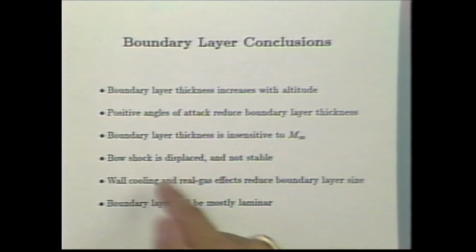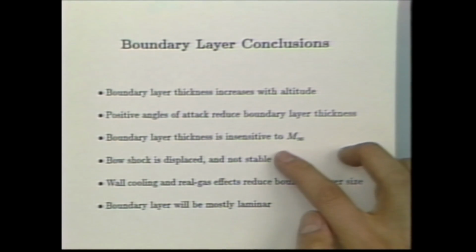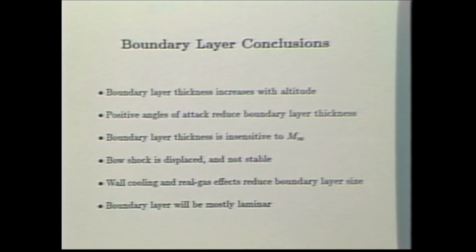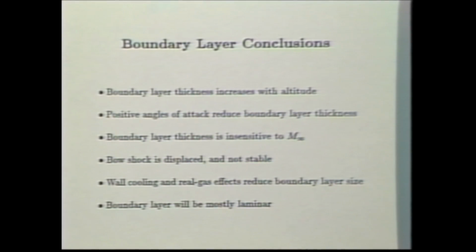Boundary layers will tend to displace the bow shock off the front of the vehicle, off the surface of the vehicle, and that could be substantial if that boundary layer is thick. It was mentioned yesterday that wall cooling will tend to reduce the size of the boundary layer. And something that we'll be talking about later on is that by and large we can assume that, especially in the upper end of hypersonic flight, above about Mach 15, the boundary layer will be mostly laminar. And that's something that we're not used to dealing with in the design of aerospace vehicles.